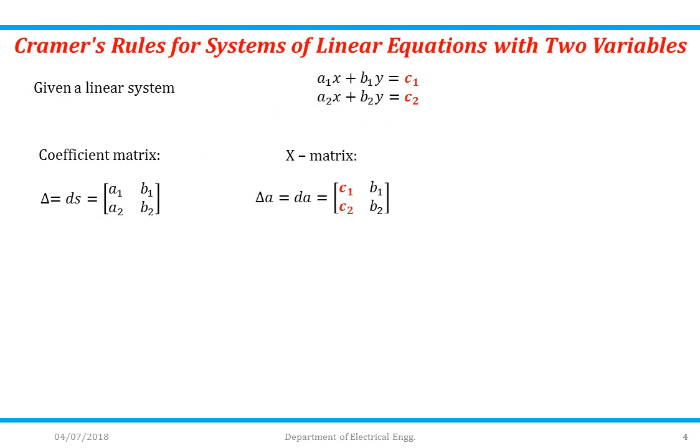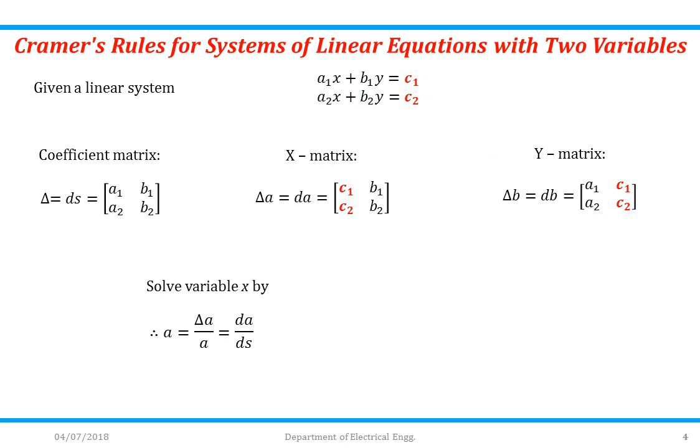Next is the preparation of the X matrix, which is denoted by delta A, dA. Now in place of a1 and a2 we have written the values of the constants, that is c1 and c2. Values for y, b1 and b2, are written as they are. Similarly, for the Y matrix delta B, dB, coefficients of x remain the same, that is a1 a2, and instead of b1 b2 we have written c1 and c2.